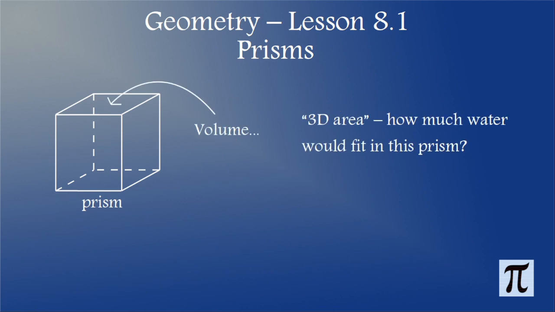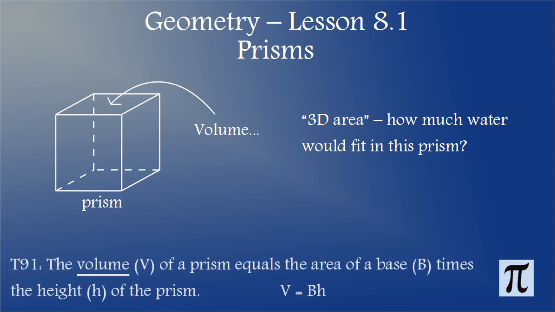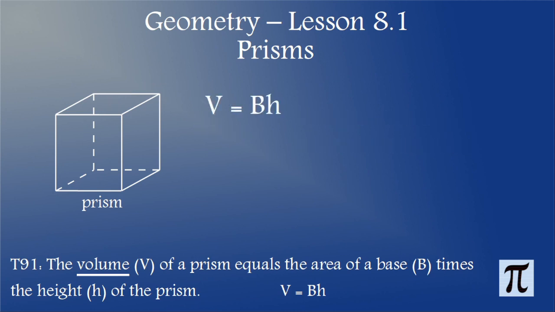Next, let's talk about the volume, kind of a 3D area, or how much water would fit inside the prism. And that leads us to theorem 91. The volume V of a prism equals the area of a base, B, times the height of the prism. So V equals B times H. Let's start with that formula.